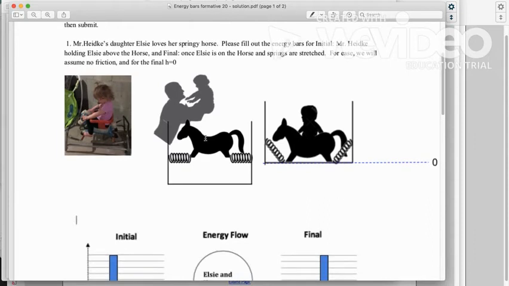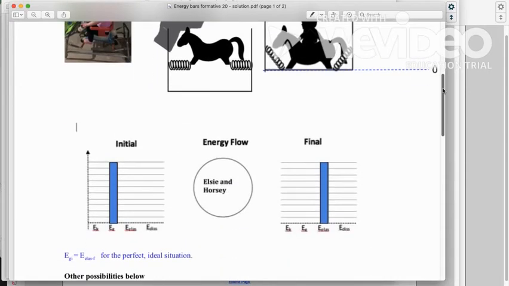Initially, Elsie has height above the horse, and then you have her sitting on it when the horse springs are stretched out. So the ideal situation, or what I was thinking, is that initially you have gravitational potential energy, and that all gets converted to elastic energy, assuming you have no friction. Now the key thing is to put Elsie and the horse, because the springs are part of the horse, as your system. So EG equals E elast is your energy equation.